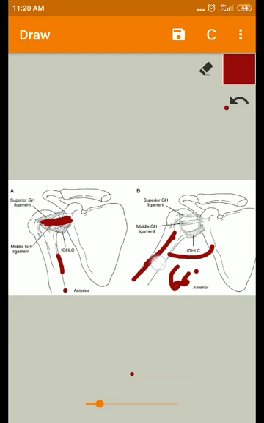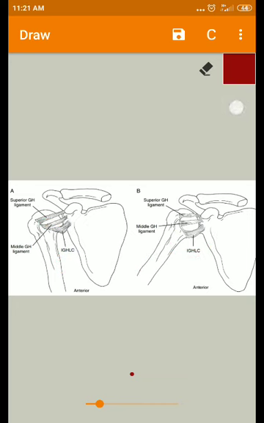With abduction beyond 45 degrees or with combined abduction and rotation, the inferior glenohumeral ligament complex plays a major role in joint stabilization. Okay, here you have to observe one thing.